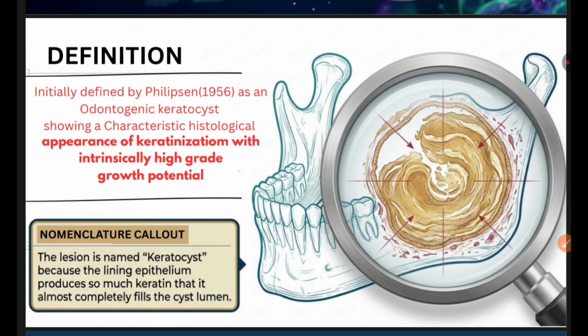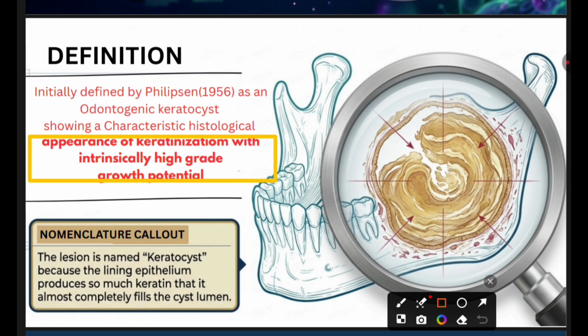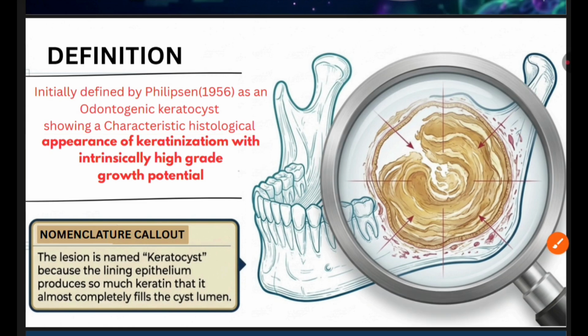First, it is a developmental cyst. According to the definition, it was defined by Philipson in 1956 as an odontogenic keratocyst showing a characteristic histological appearance of keratinization with intrinsically high grade growth potential. It is the highlighting feature of the cyst. So it was named keratocyst because we know a cyst has three parts: the lumen, the epithelial lining and the connective tissue. The epithelial lining produces so much keratin that it almost completely fills the cyst lumen. So it is named as keratocyst.